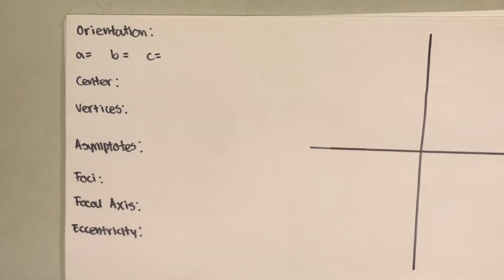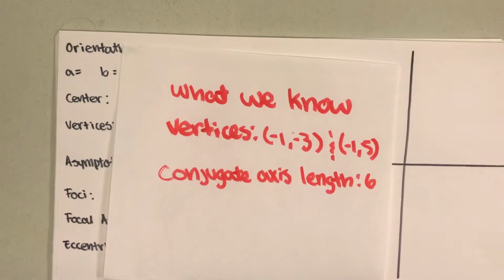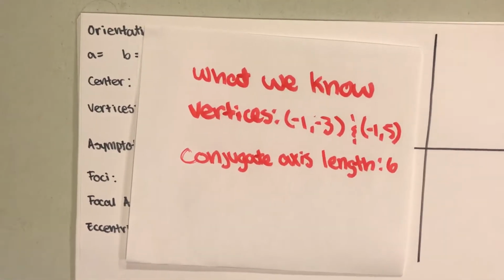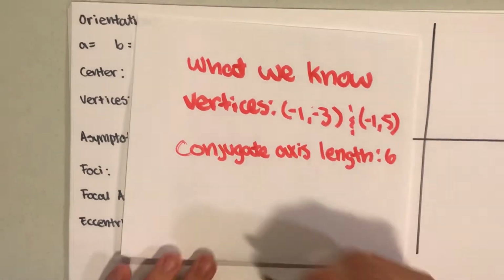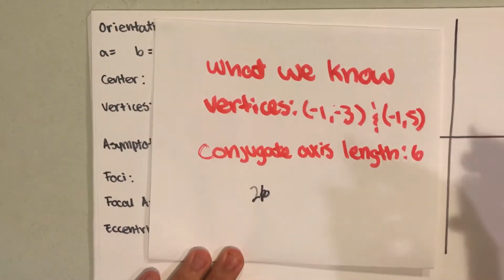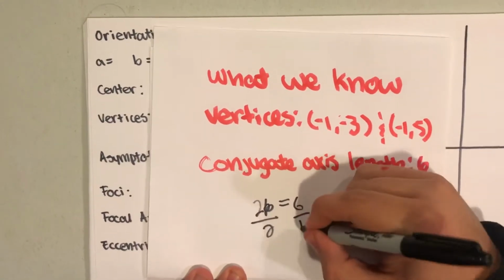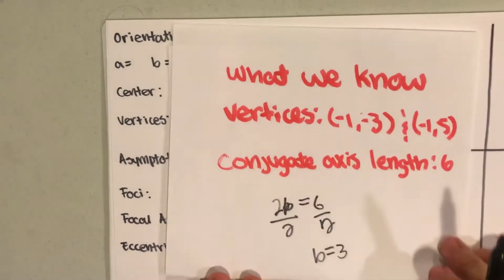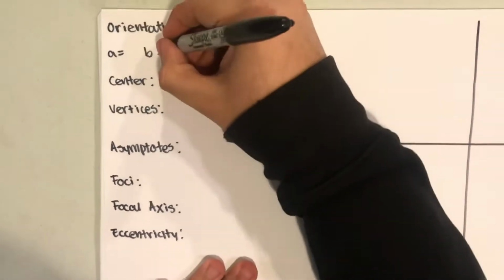Our group was told to solve a hyperbola. This is what we know. The vertices equal (-1, -3) and (-1, 5). We also know the conjugate axis length is 6. The conjugate axis length formula is 2b. You know the conjugate axis length is 6. That's how you solve for b. So we already know what b and the vertices equal.